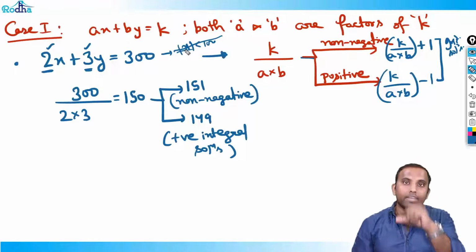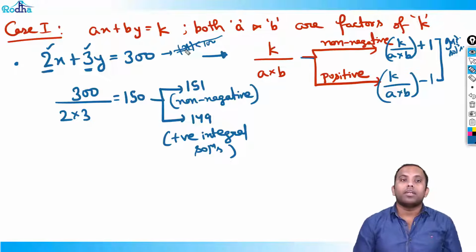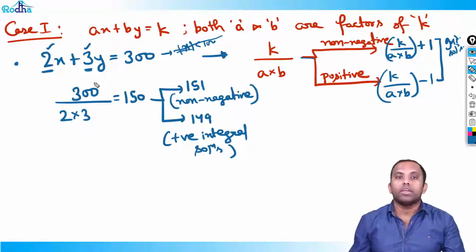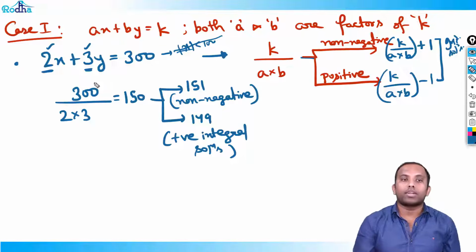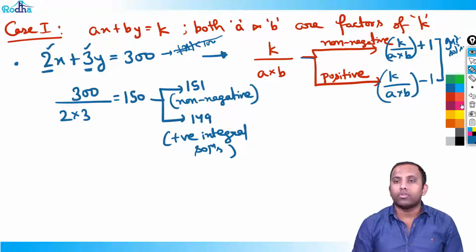But you should know, because many times I've seen in exams that by mistake sometimes both are factors, or one is a factor of k. By mistake they can give this kind of question. So if any one number becomes a factor of k, that is case 2, and you can directly apply the shortcut. Very nice, it's a good shortcut. Directly we can solve any question. Let me do one more example.